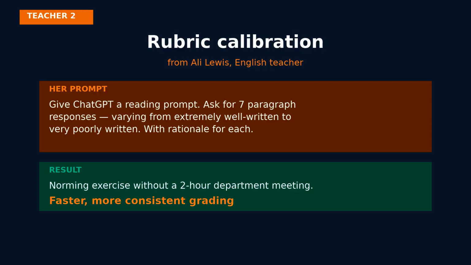2. Rubric calibration. Allie Lewis, an English teacher, gives ChatGPT a reading prompt and asks it to generate 7 different paragraph responses, varying in strength from extremely well-written to very poorly written, with rationale for each. She uses these to calibrate her grading and norm with her department. That's the rubric norming exercise that used to take 2 hours of department conference time.